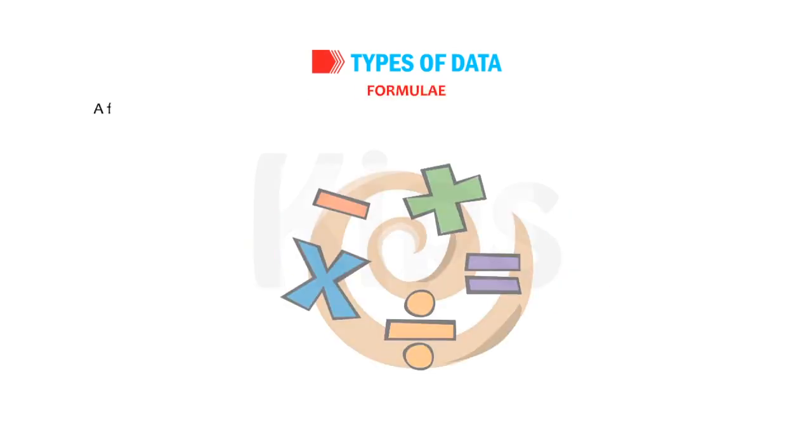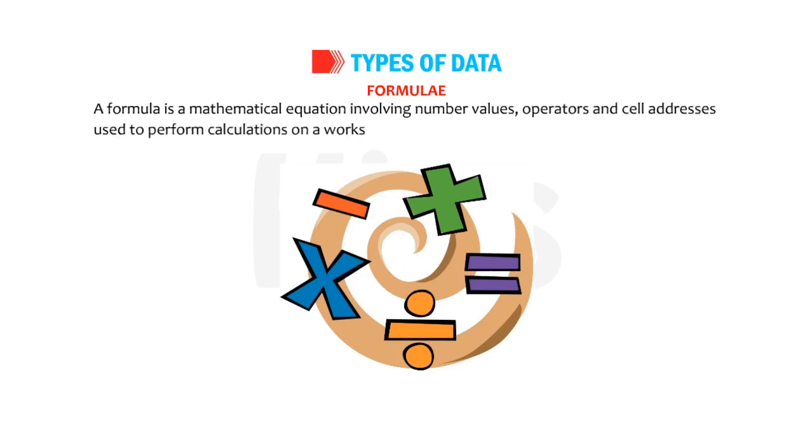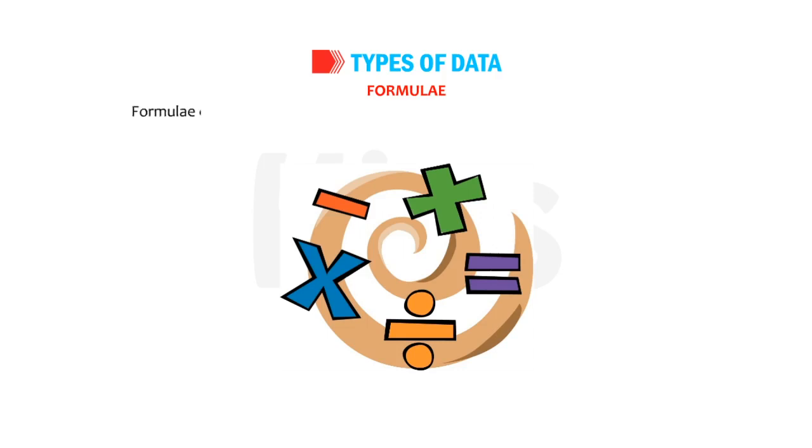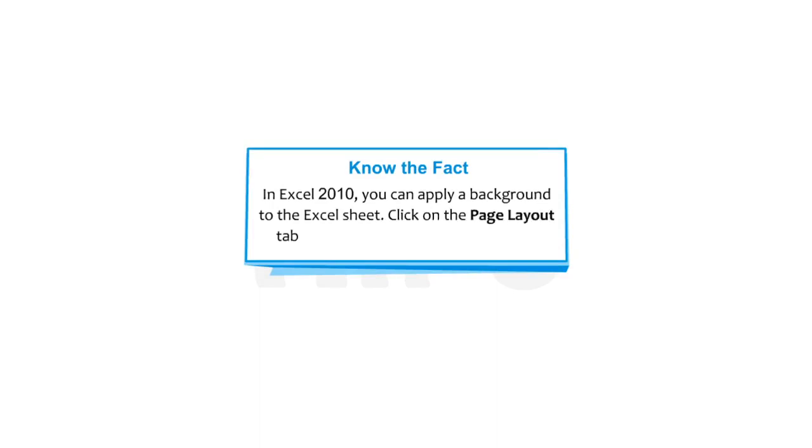Formulae. A formula is a mathematical equation involving number values, operators, and cell addresses used to perform calculations on a worksheet. Formulae can range from basic mathematical operations to complex calculations. Formulae begin with an equal to sign. Students, let's know more. In Excel 2010, you can apply a background to the Excel sheet. Click on the Page Layout tab and select the Background option.